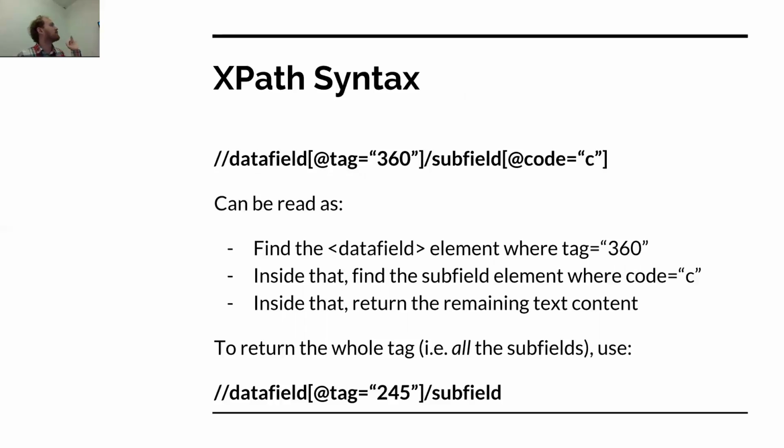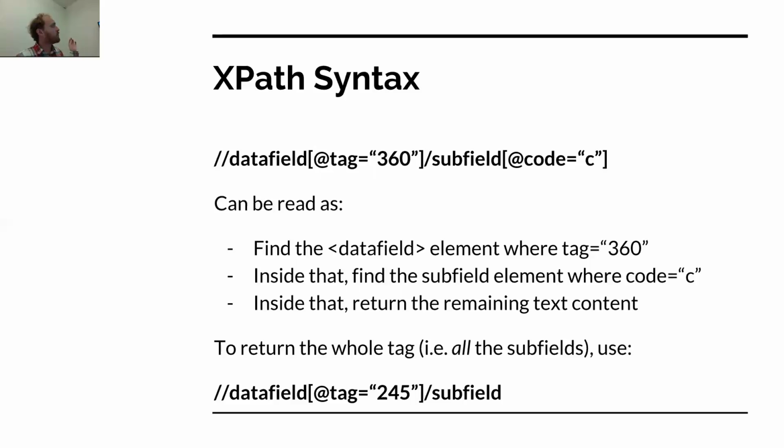Just to understand conceptually what's happening, you could read this expression as, hey, start at the root of the document. That's what the / is, and it's why it has to be at the beginning. Find the data field element where tag equals 360. Inside of that, so the / is always inside, we're drilling deeper into the document. Inside of that, find the subfield element where code equals C. Inside that, return the remaining text content. And that's what always happens at the end: give me the text. That's always the outcome at the end.